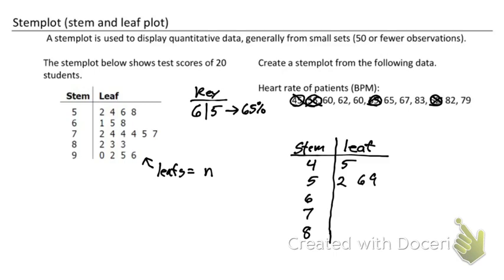Now let's look at sixes. So sixes have a 60, a 62, a 60, a 65, a 67. So that means we need to have a 0 twice. You're going to list both zeros because it's a 60 and a 60. So I'll go 0, 0. Then we have 2, 5, 7. Then we have a 79. We have an 82. And we have an 83.